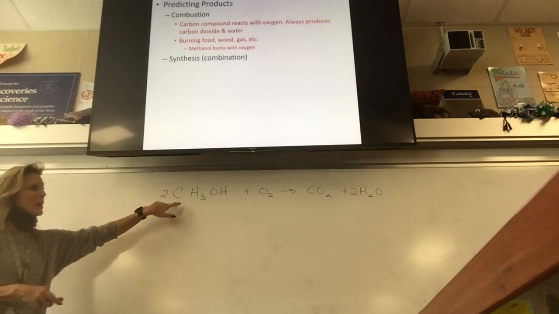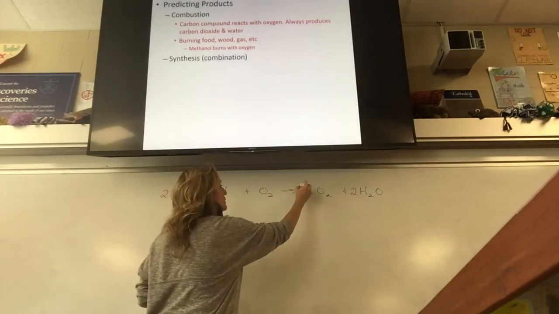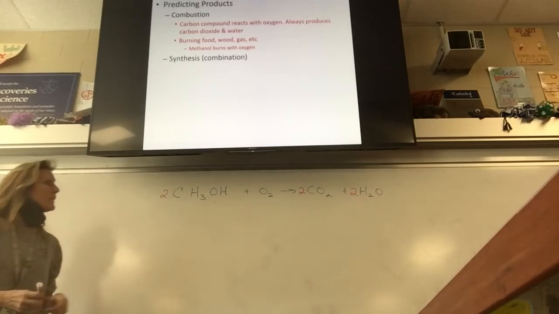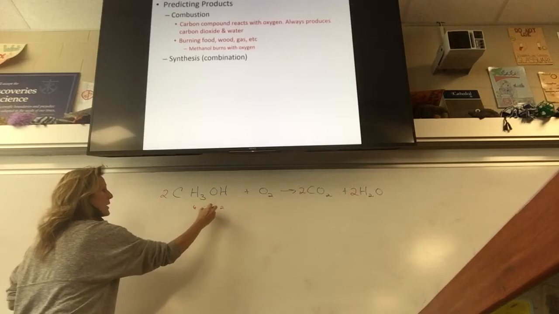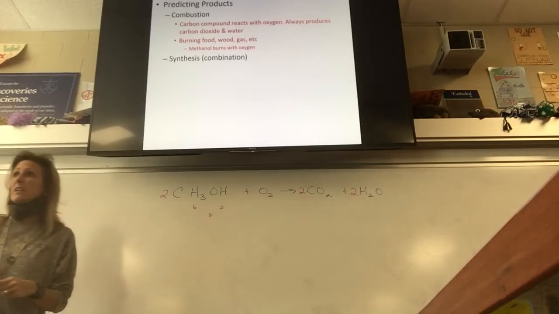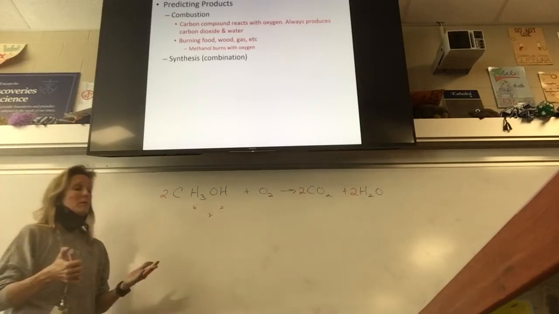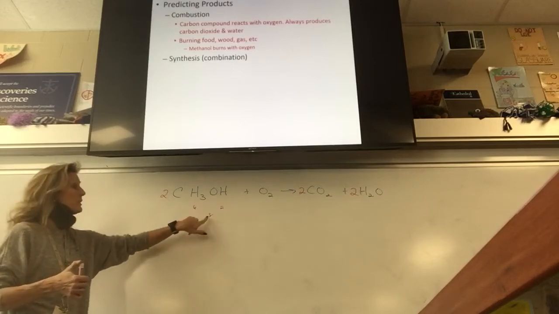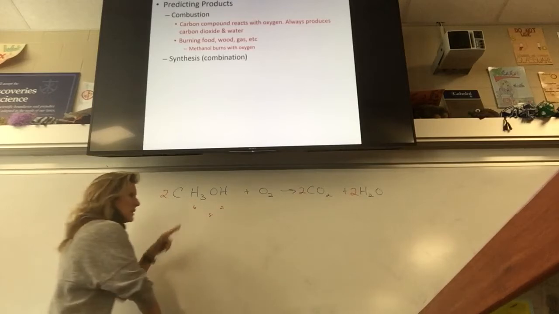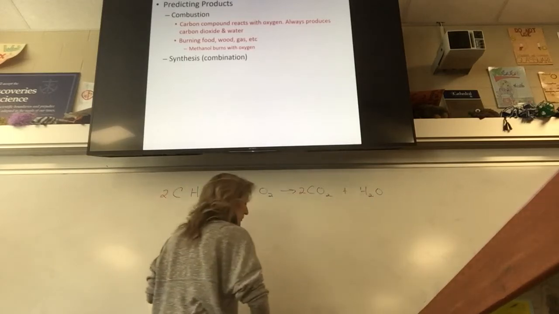So now we have 2 carbons, so I'll put a 2 here. And then we have 6 and 2 more. We have a total of 8 hydrogens. And again, that's where a lot of people balance these incorrectly, is they forget to count these extra hydrogens. So we have a total of 8 hydrogens on this side. So let's change that over here to a 4.